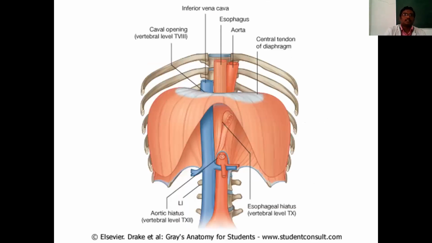So these are the structures that are going to enter and leave the outlet of the thorax. You will be able to get your aorta and esophagus. These are structures that are going to enter into the abdomen from the thorax, and you would be able to get your inferior vena cava that is going to pass into the thorax.